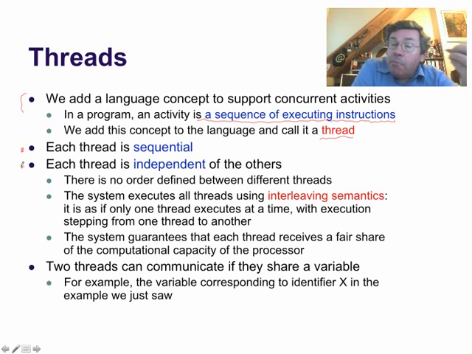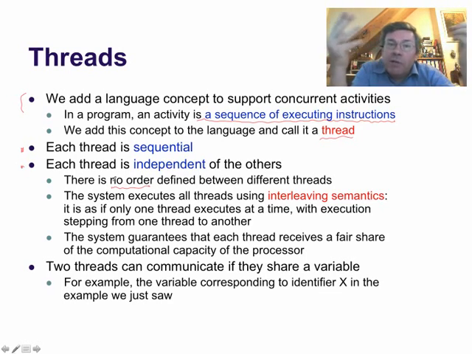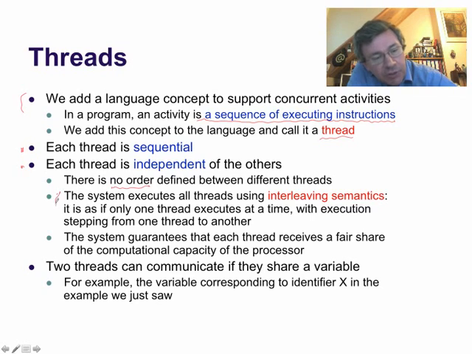It's a sequence of instructions. Each thread is independent of the others. That means it's exactly like concurrent activities, which are independent. There is no order defined between the different threads. No relative speeds. One might go faster, slower, anytime. It might slow down and then speed up. There's no speed defined between the threads. And the execution happens according to what we call interleaving semantics.